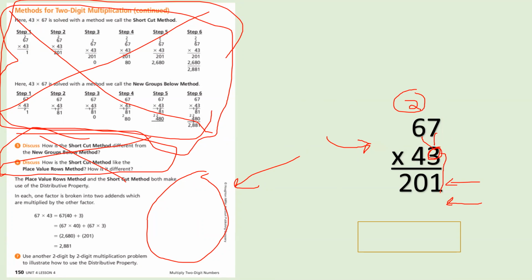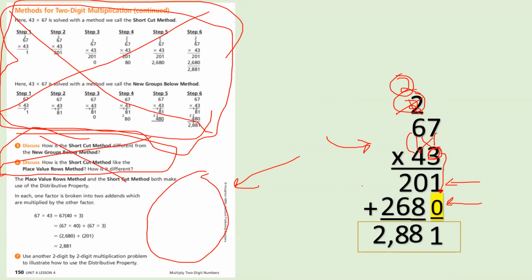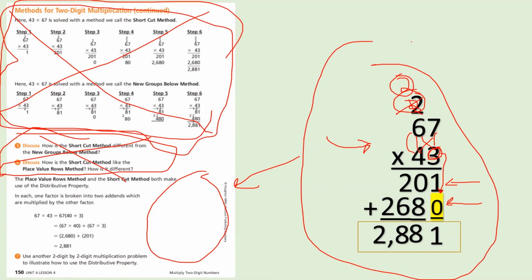You put your 0 here first because it's your magic 0. Now you do 4 times 7, which is 28. And then you do 6 times 4, which is 24, right? And then you add 2 more, it's 26. And now we're going to add the 2 together. 1 plus 0 is 1. 8 plus 0 is 8. 6 plus 2 is 8. And then 2 comes down. So it's 2,881.